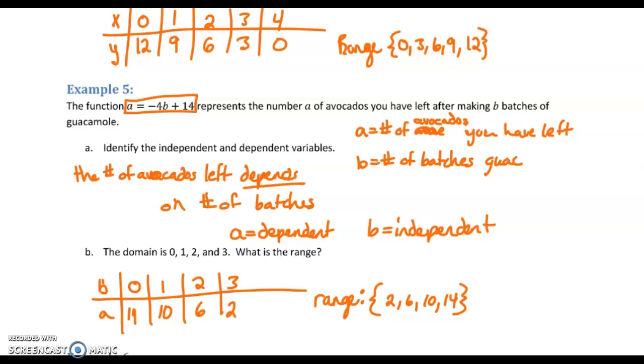And that is the varying number of avocados you have as you go through and make more batches. You start with 14, it goes down 4 every time. That must be how many avocados the recipe requires. So by the time you get through 3 batches, you're down to 2 avocados. And we're not looking at making half batches, so you can't make a 4th batch because you don't have 4 avocados remaining.